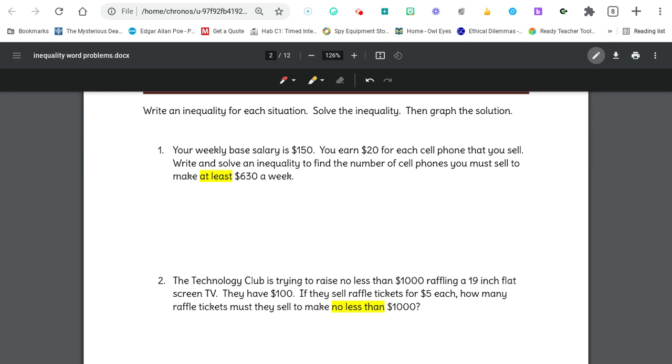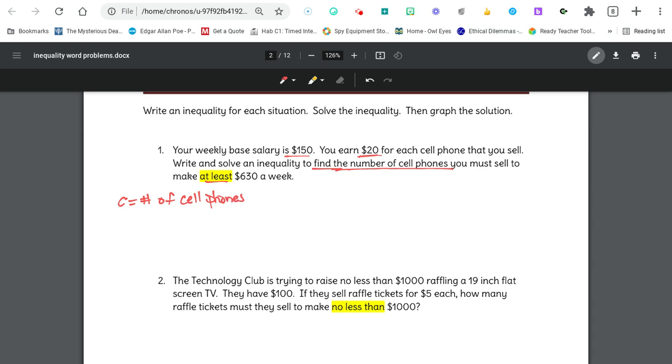Your weekly base salary is $150. Basically, that's what you're going to get paid. Ooh, all you're guaranteed is $150 a week. You earn $20 for each cell phone that you sell, so obviously you're a salesman. So you get this, but you earn more money if you sell more cell phones. Write and solve an inequality to find the number of cell phones you must sell to make at least $630 a week. So I'm going to do C for number of cell phones.